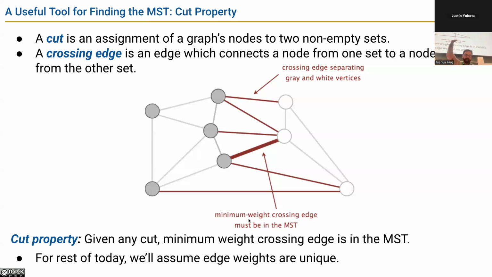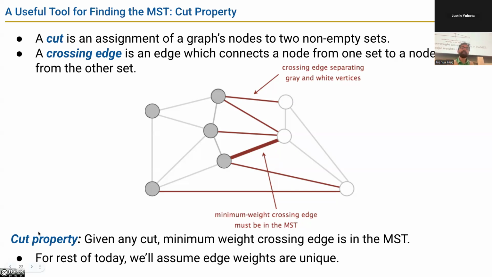Question, how did I get these 5 vertices being gray? What do you think? I just picked them arbitrarily, okay? So any other assignment of gray and white is also a cut. This is just the one I picked because it's from the Princeton textbook where I borrowed this figure.